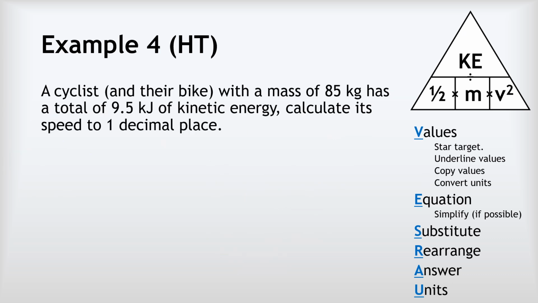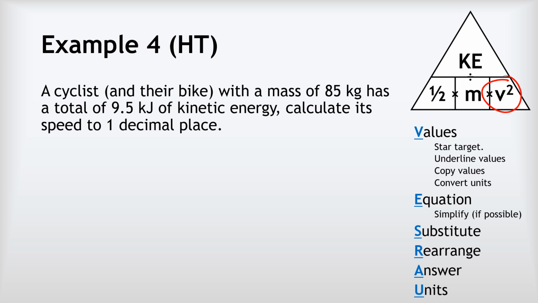Okay, so let's look at our final example then. Again, another higher tier example. It's going to have a harder rearrangement this time because we're going to be trying to find V, and remember V squared appears in the equation rather than V, so that's going to complicate things slightly. So let's see how this pans out.